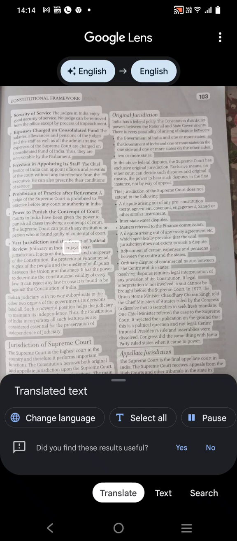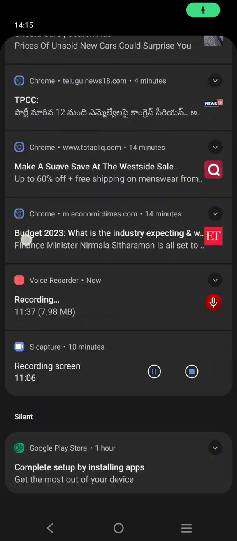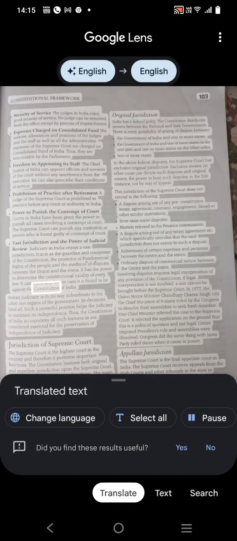Vast jurisdiction and the power of judicial review. Judiciary in India enjoys a vast jurisdiction. It acts as the guardian and interpreter of the Constitution, the protector of fundamental rights of the people and the mediator of disputes between the Union and the states. It has the power to determine the constitutional validity of every law. It can reject any law in case it is found to be against the Constitution of India.